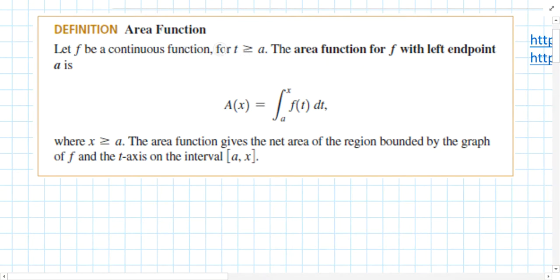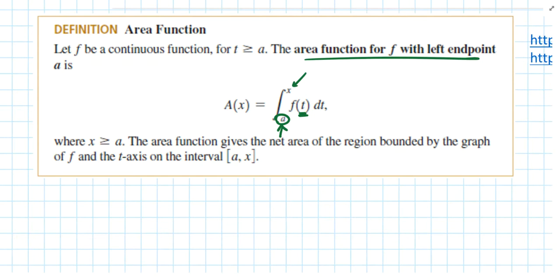in order for this rule to work, for any t value that's greater than a, now notice that a is our lower boundary here and t is the variable of integration, then the area underneath that curve with the left endpoint at a, so starting at a and increasing towards x, is represented by this integral. And what's interesting about this is that the area function is based on the variable x. So as x changes, then the area will change.